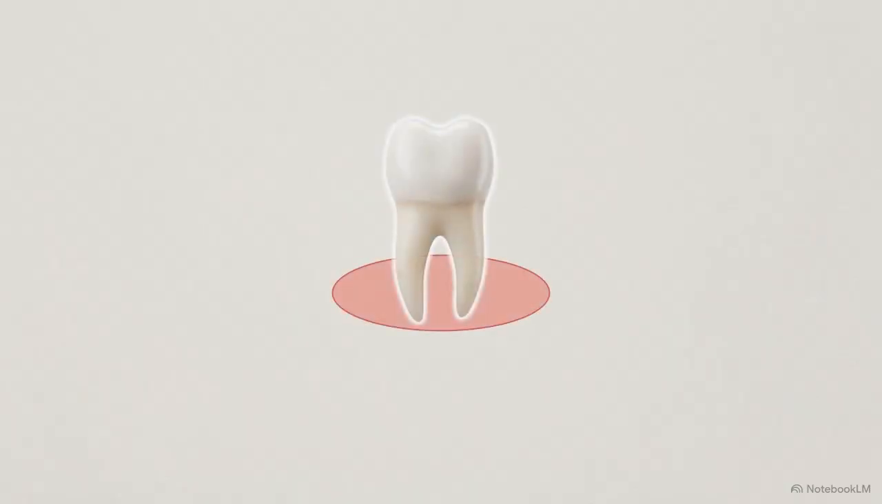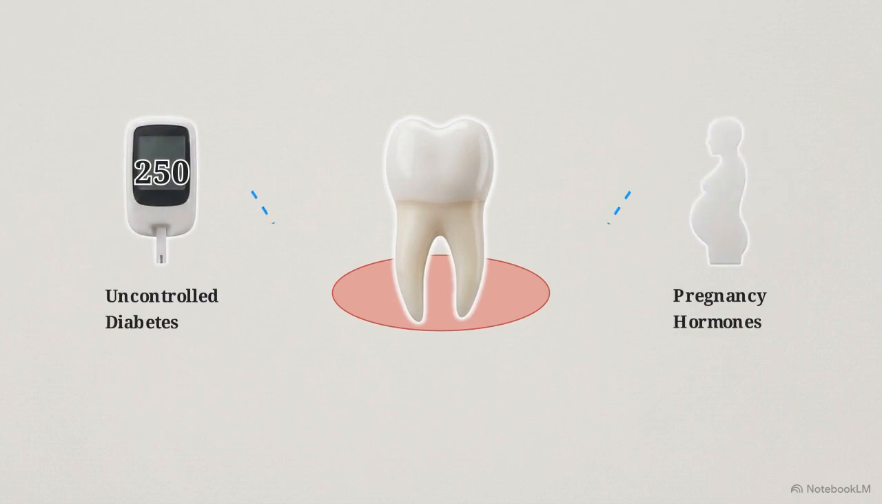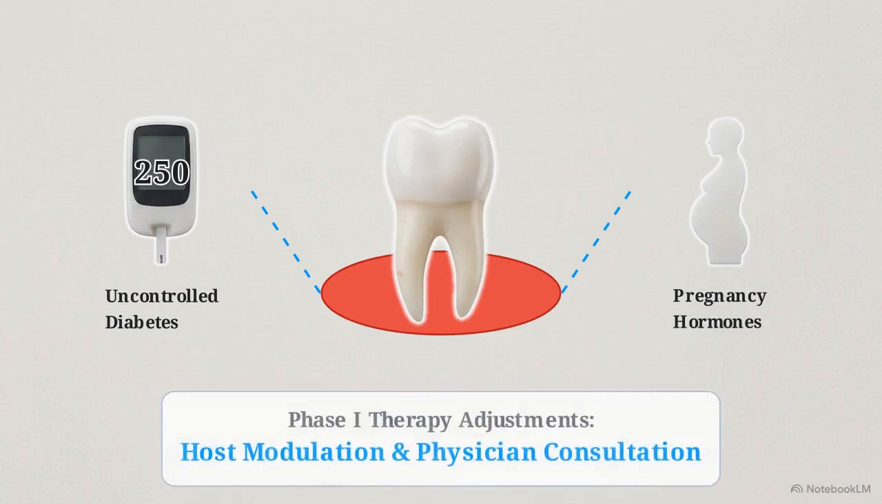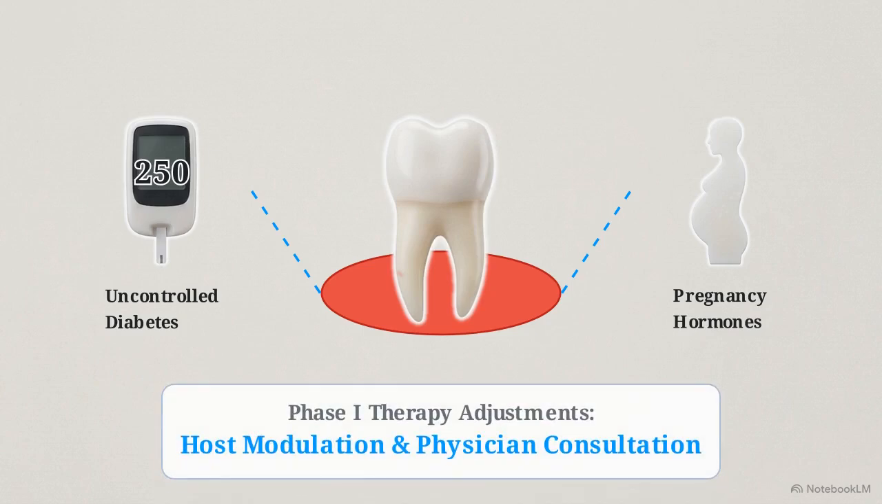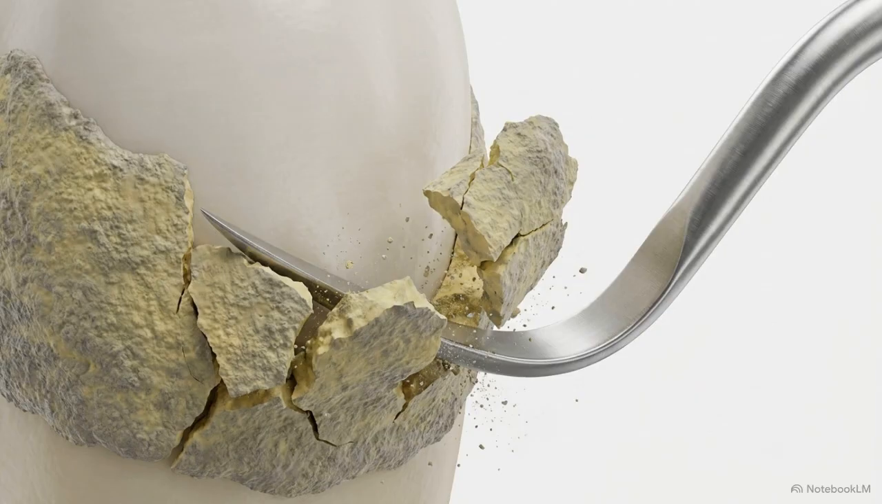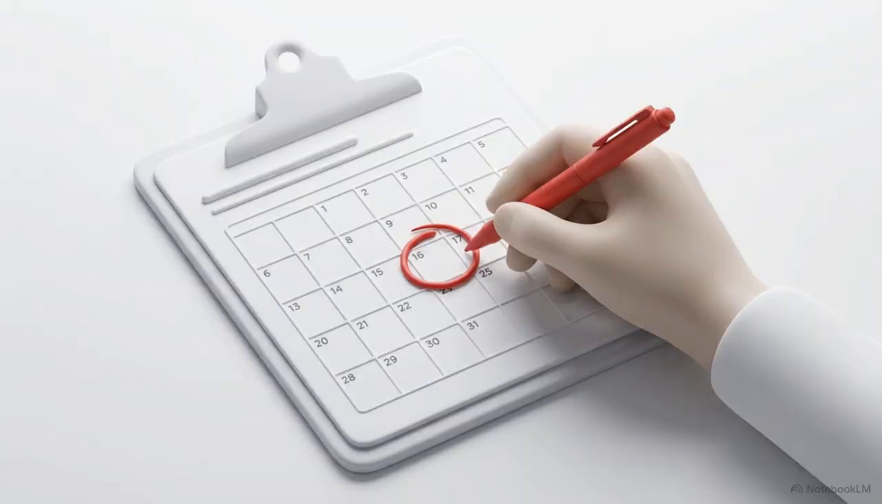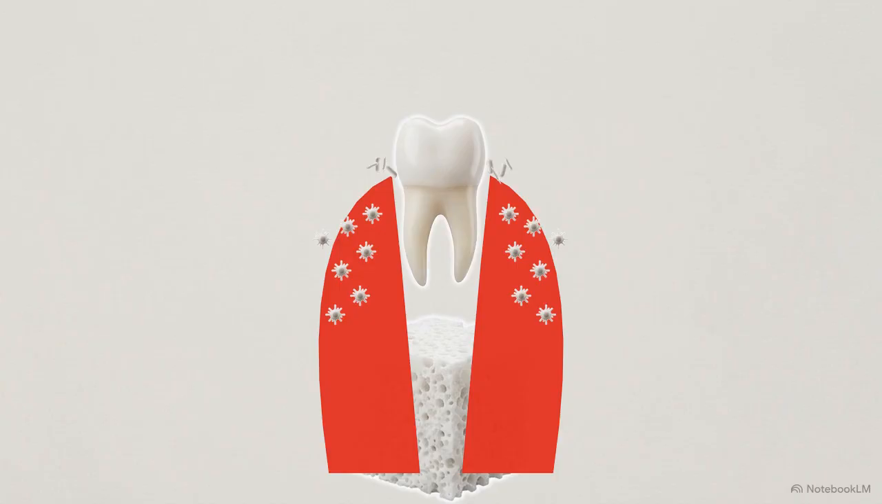When systemic factors like uncontrolled diabetes or pregnancy hormones are present, mechanical therapy is paired with host modulation or physician consultation. Since the condition is biofilm-induced, physical disruption of that biofilm remains the only definitive cure. Phase 1 therapy concludes with a mandatory reevaluation 4 to 6 weeks later. Removing the biofilm allows the immune response to halt and the edema to subside.